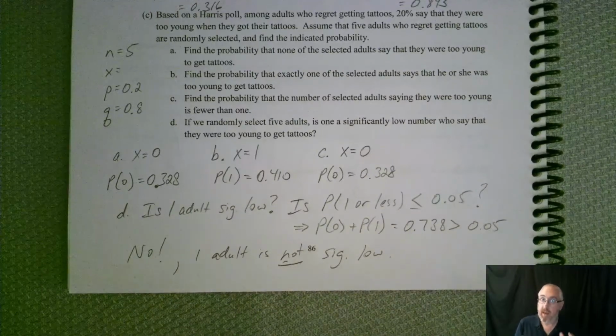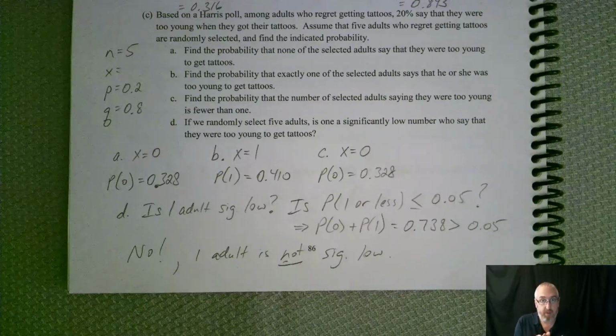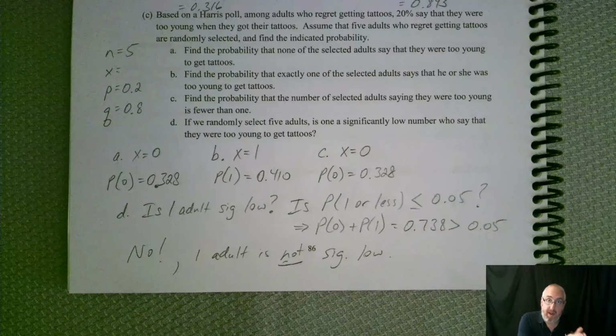All right, so again, that 5% rule can apply to these situations, but be careful. Look at that number and less if you're looking at significantly low, and the probability of that number and higher if you're looking at significantly high.